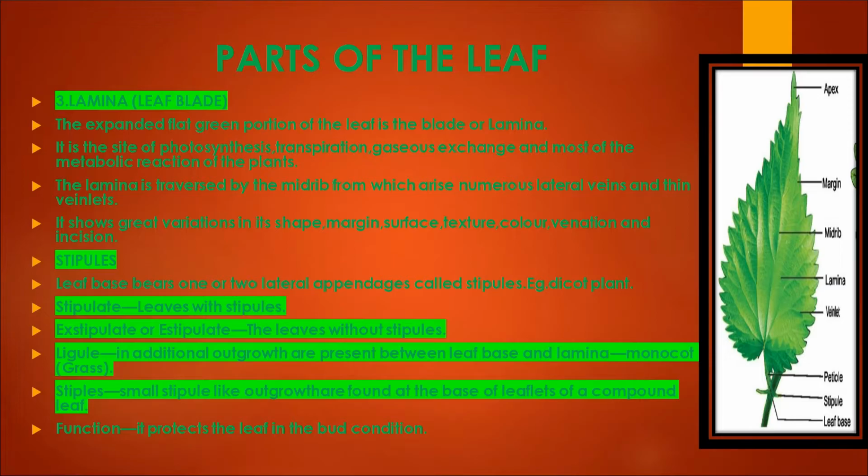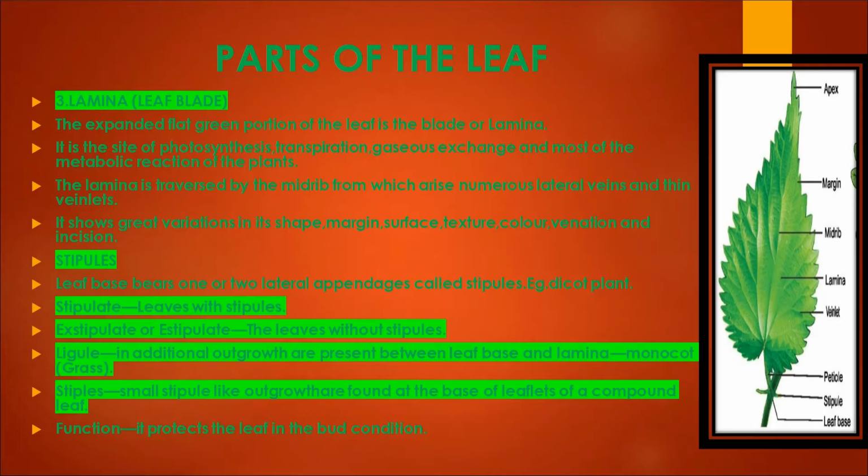Another structure is called the ligule. Ligule is an additional outgrowth which is present at the junction of the leaf base and lamina. It is seen in the monocot grasses. Stipels: this is a small stipule-like outgrowth which is found at the base of the leaflet. In a compound leaf, leaflets are present, and at the base of the leaflets, if you have a small outgrowth, it is called stipels, found in the compound leaves. What is the function of the stipules?